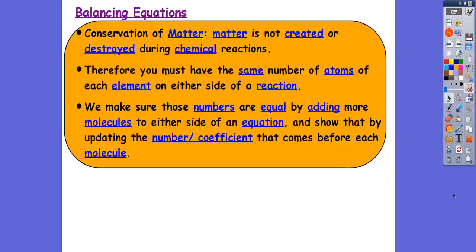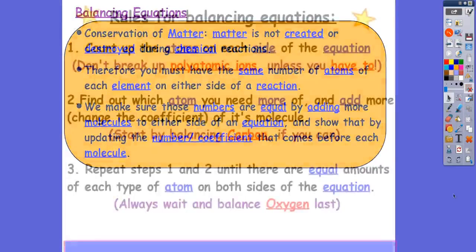Therefore, in order for a chemical reaction to be balanced, we need to have the same number of atoms of each type of element on either side of the arrow in a reaction. We can make sure that the numbers of each type of atom are equal by adding more molecules to either side of the equation. By adding more molecules, we increase the number until we have equal amounts on either side. Once we know that we have enough, we show this in the equation by updating the number, or the coefficient, that comes before each molecule in a reaction.